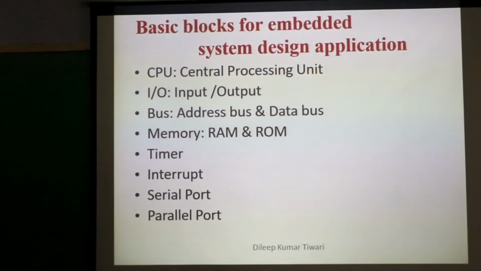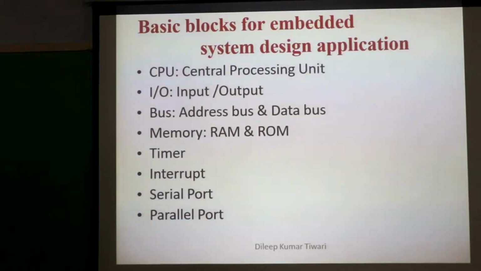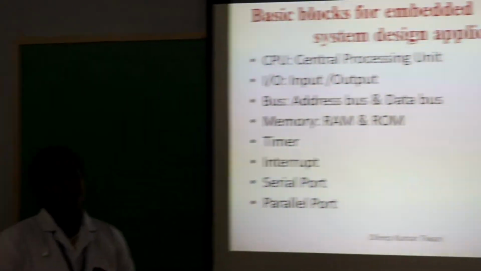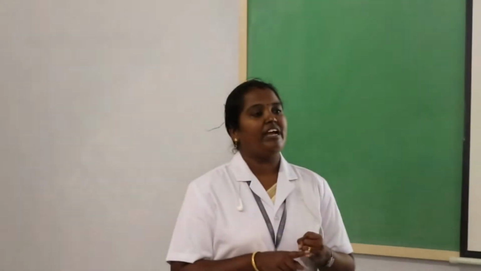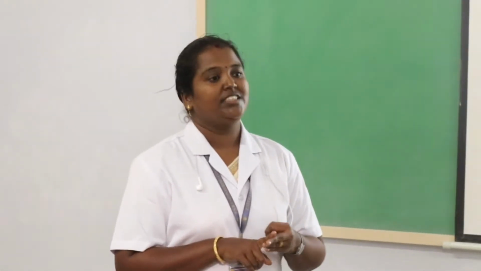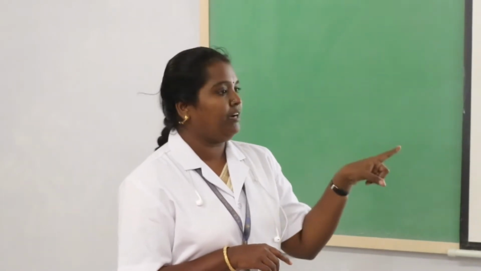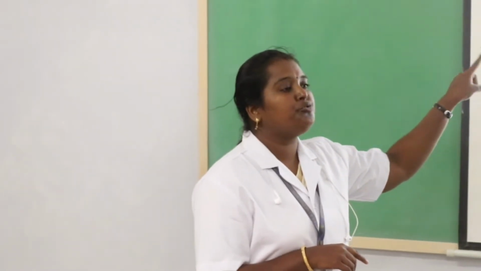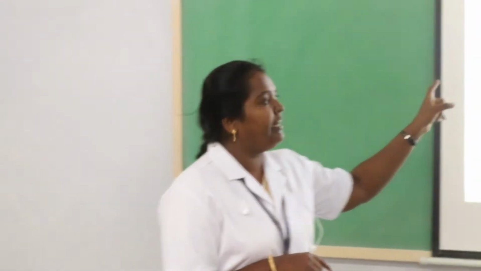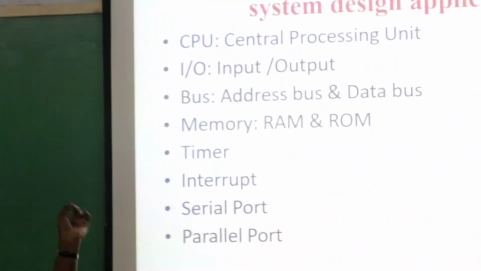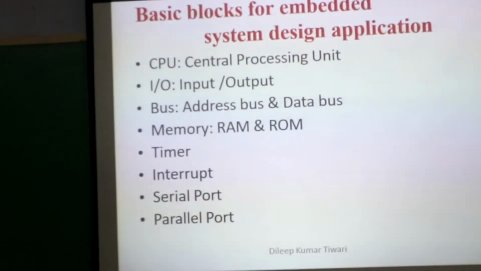So these are the basic blocks of an embedded system. Normally an embedded system is a combination of computer hardware and computer software. It will have the central processing unit, input and output, and buses. Here it will use two types of buses: one is the address bus, and the other is the data bus. The address bus is used for transferring the address location of memory, and the data bus is used for transferring the data from the input side to the output side.